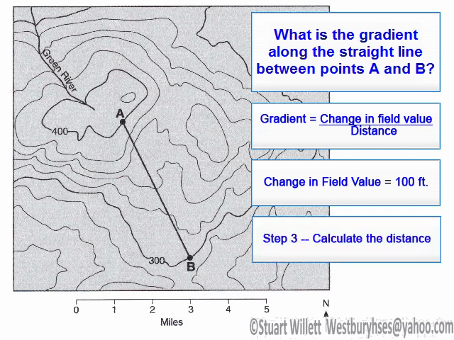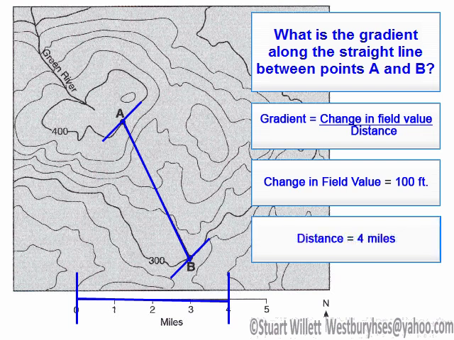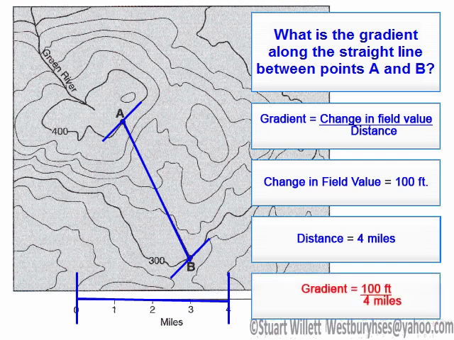Next step, calculate the distance. So we measure this distance along AB, and we bring that down to the scale, and we see that it's 4 miles. The distance equals 4 miles. So we now have our gradient equals change of field value, which is 100 feet, divided by the distance, which is 4 miles. So our gradient equals 100 feet divided by 4 miles. Our gradient equals 25 feet per mile.